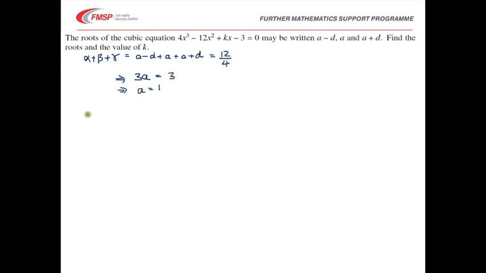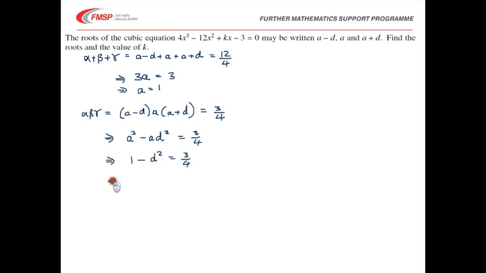We're then going to jump to the end and look at the product of all 3 roots because that's actually going to be quite easy to work out. A minus d times a plus d, that is equal to 3 over 4. Now a minus d, a plus d, that's the difference of two squares, so a squared minus d squared, and we need to multiply those by a, so that gives me a cubed minus a d squared is 3/4. Now a we've already observed is 1, so 1 minus d squared is 3/4, and therefore d squared is 1/4 and d is plus or minus 1/2.